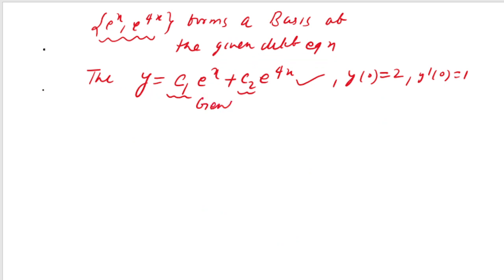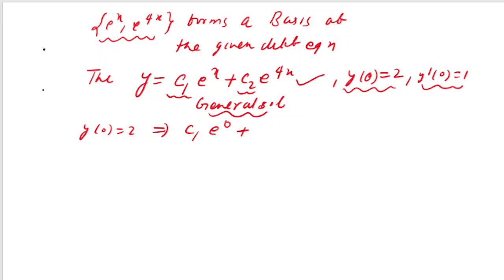So right now this is the general solution. And using these two conditions, we have to find its particular solution. So basically, what is y(0) is equal to 2? y(0) is equal to 2 means that if I put x equal to 0, I will get y equal to 2. So c1 e to the power 0 plus c2 e to the power 4 into 0, so that is also e to the power 0. So this is equal to 2. So I get c1 plus c2 is equal to 2, because e to the power 0 is equal to 1.